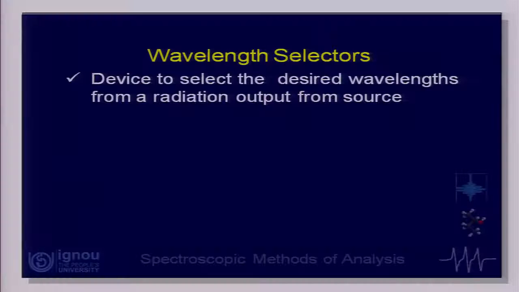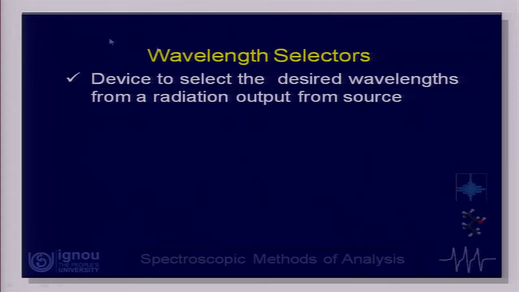Now, let us move further and talk about the second part of the essential components of a spectrometer, that happens to be the wavelength selector. So, we have a source that is giving us radiation along a very broad range. I need a device which can select part of this range. That means a device which can select the desired wavelengths from a radiation source.